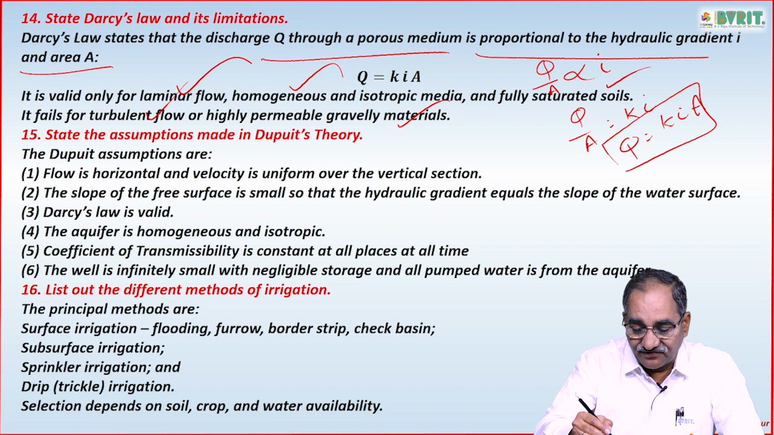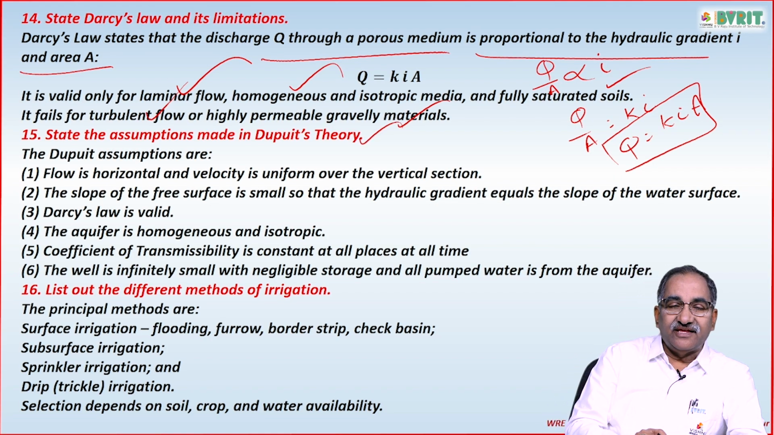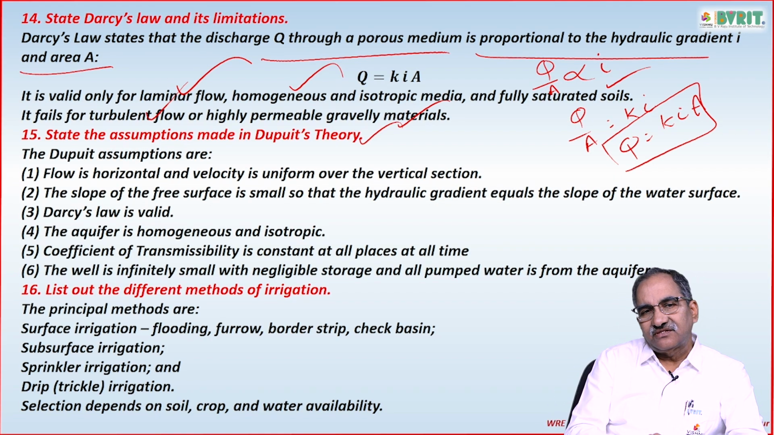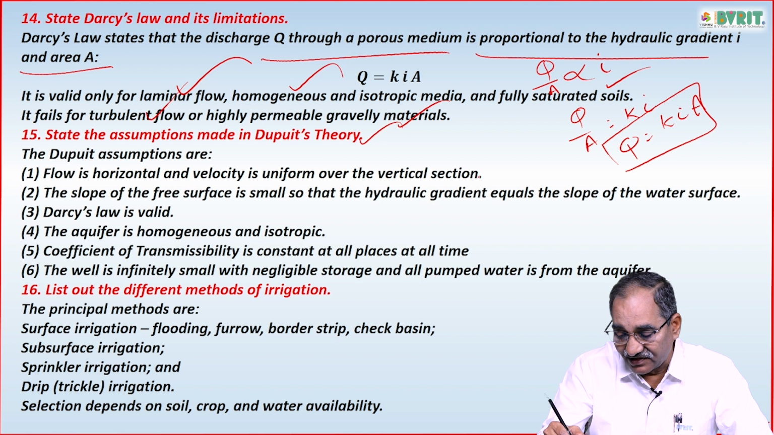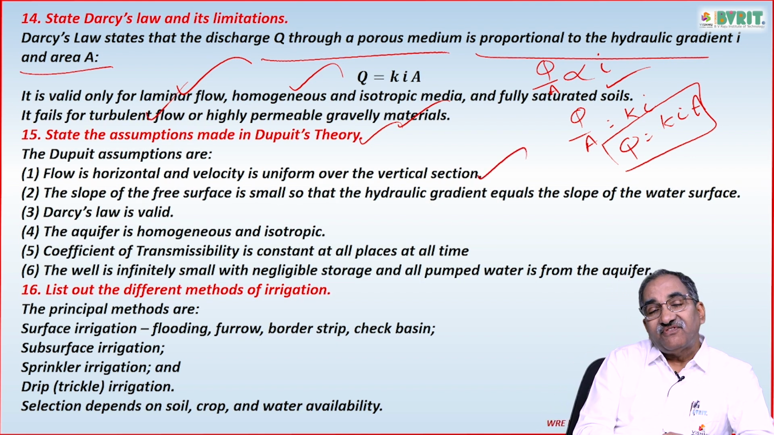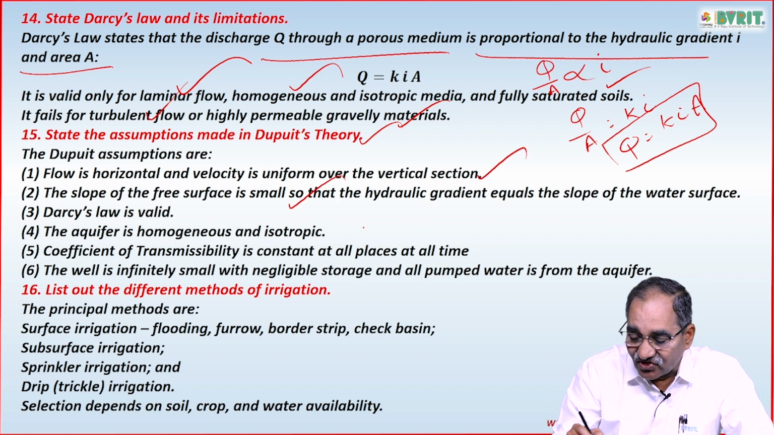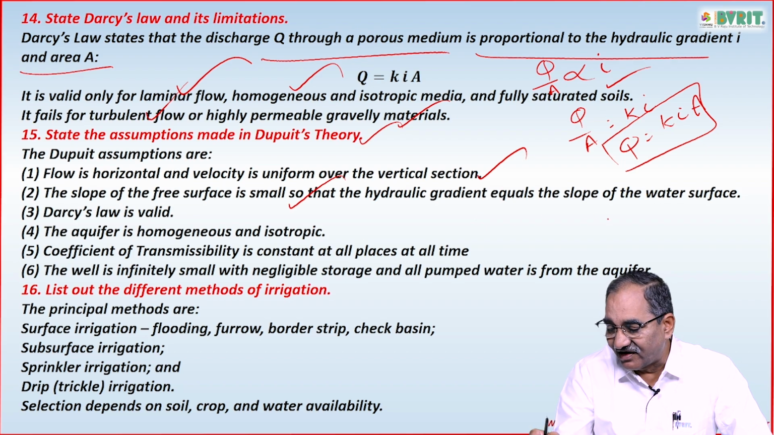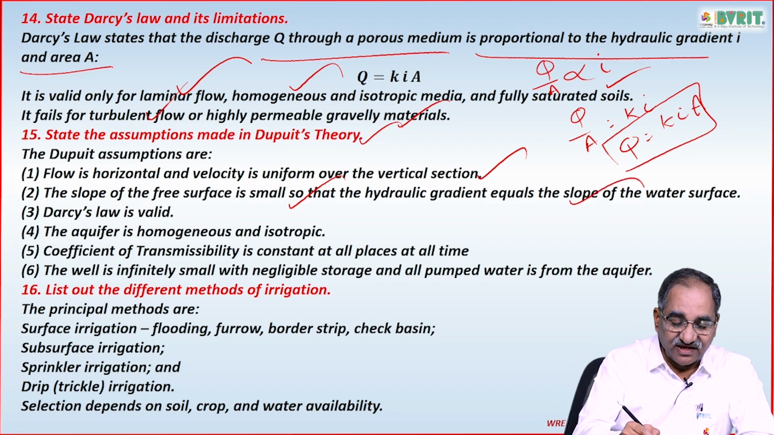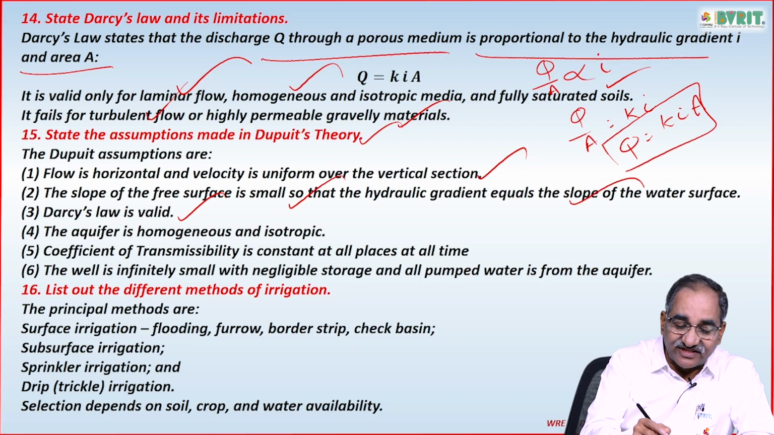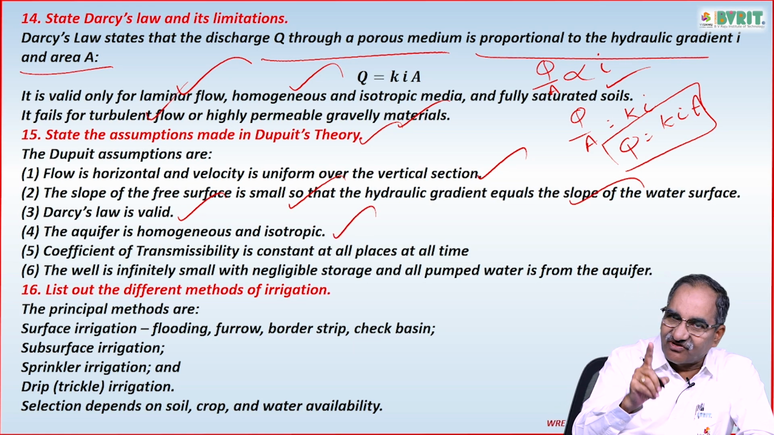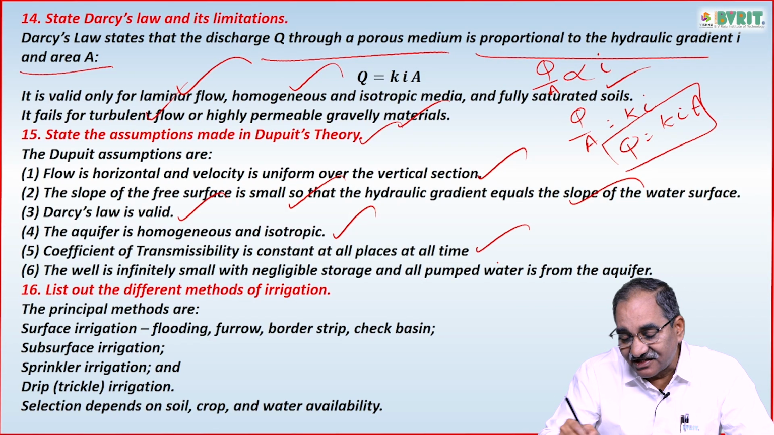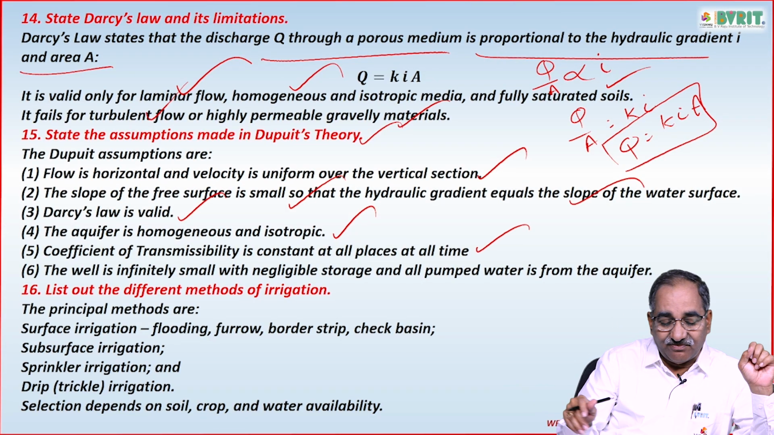State the assumptions of Dupuit theory. I have listed six assumptions. Number 1: flow is horizontal and velocity is uniform over the vertical section. The slope of the free surface is very small, so that the hydraulic gradient is equal to the slope of the water surface. Darcy's law is valid. This is the first thing you should write. The aquifer is homogeneous and isotropic. Number 2: the coefficient of transmissibility is constant at all places.